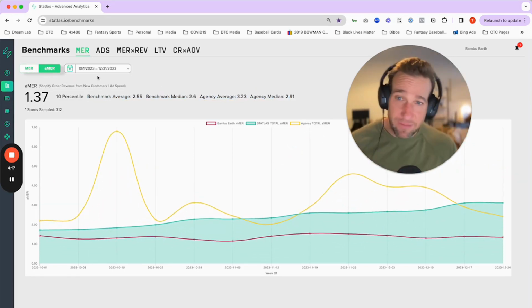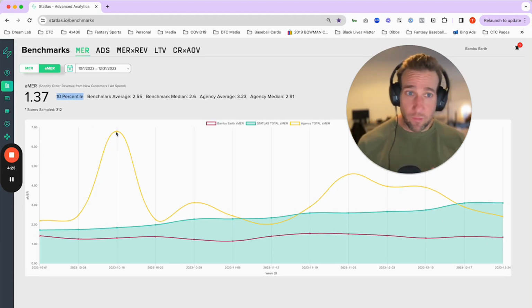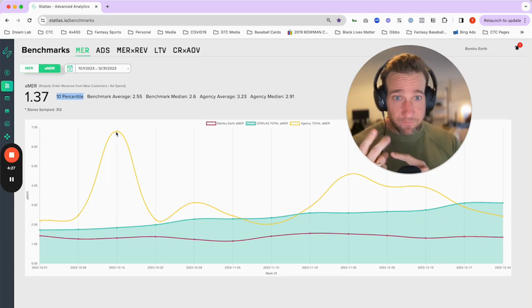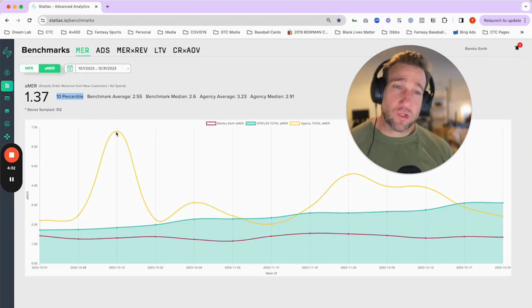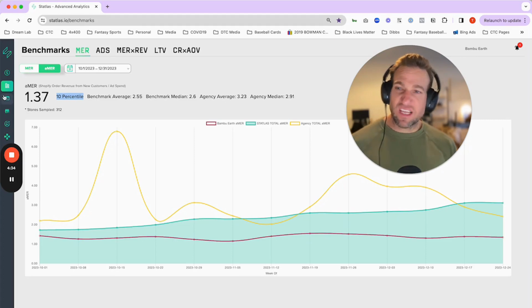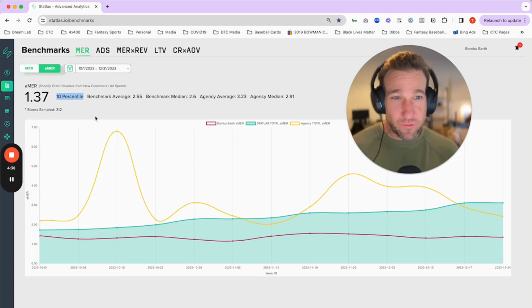So this is AMER, or new customer revenue over ad spend. And again, we see that Bambu Earth is substantially below the average. Now, what do we know about Bambu Earth? High margin, high LTV. So again, before we just assert good or bad, we have to think about what we're trying to accomplish. And that's why we like to use the Trend Explorer to often look at the benchmark relative to your own goals, which is really the best way to look at data.